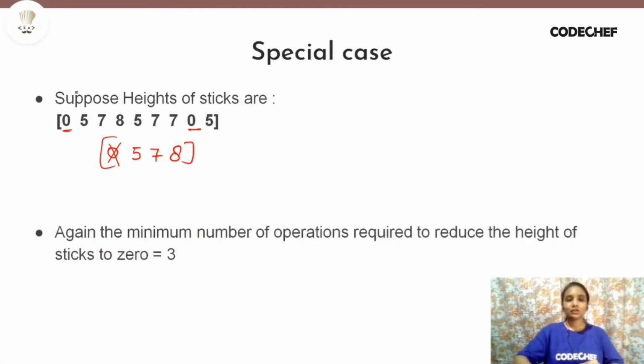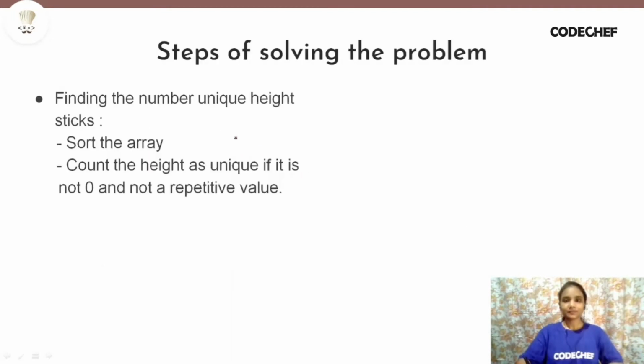We can either ignore 0, or if we include 0 in the set, then we can always take our answer as 4 minus 1. So the length of the set is 4, and our answer will be 4 minus 1 equals 3. Now let us discuss the steps involved in solving the problem. I'll discuss two approaches with you.